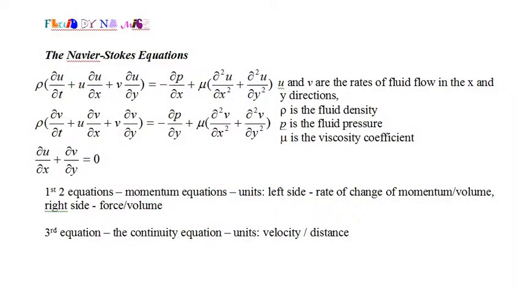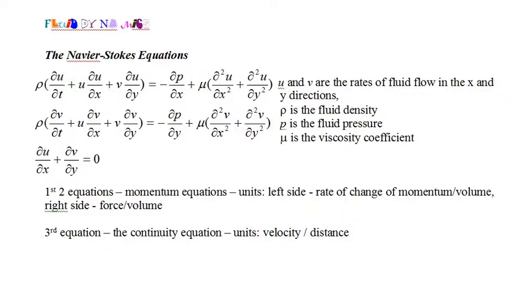Fluid motion is governed by the Navier-Stokes equations, named for Claude-Louis Navier, an early 19th century French physicist, and George Stokes, a 19th century British physicist. They represent the application of Newton's laws of motion, in particular Newton's second law, which is force equals mass times acceleration, to fluid flow. The first two equations, for the 2D case, there are three for the 3D case, are called momentum equations, and they are derived directly from Newton's second law of motion.